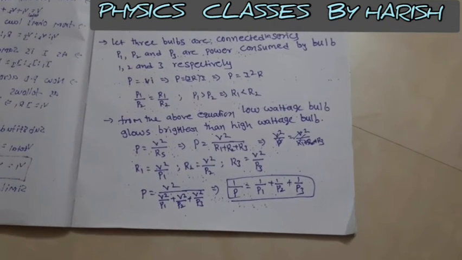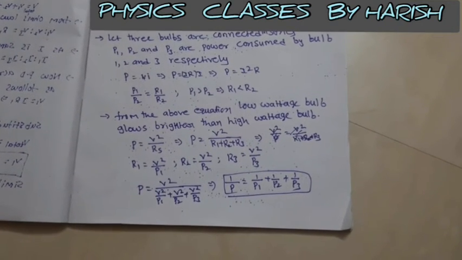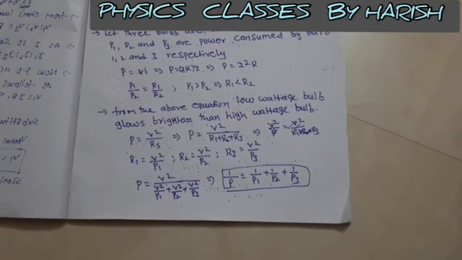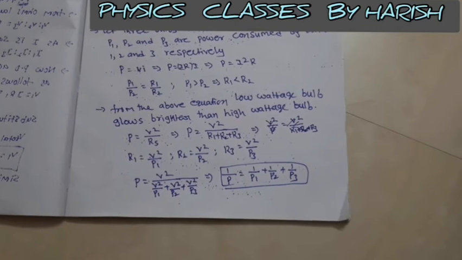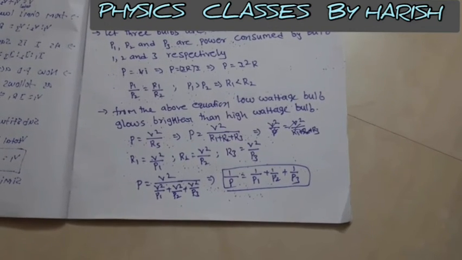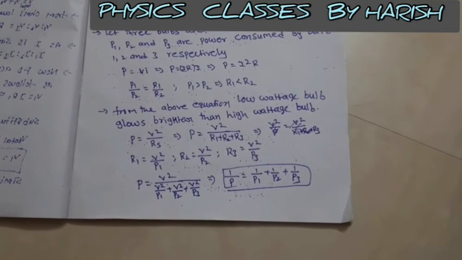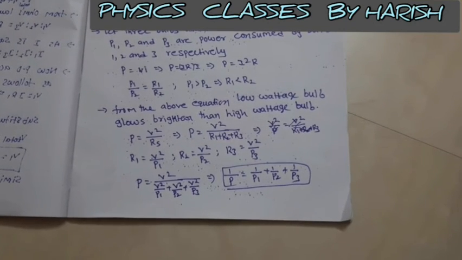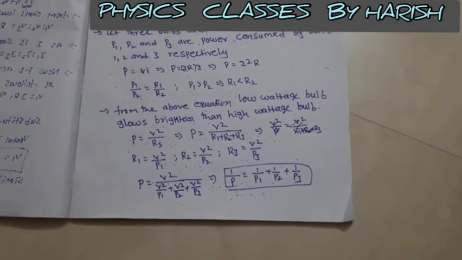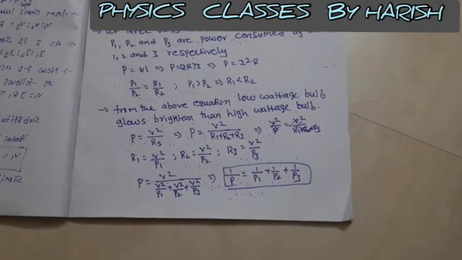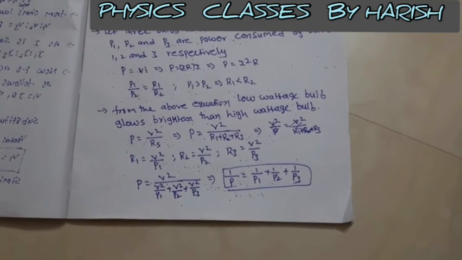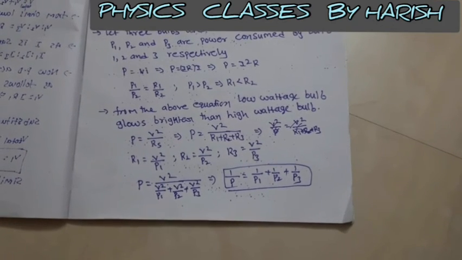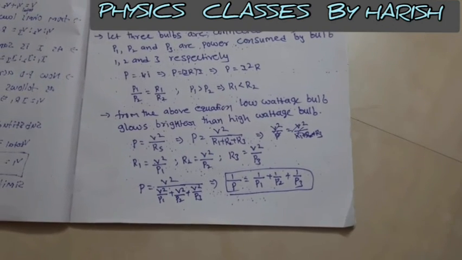From the above equations, a low voltage bulb glows brighter than a high voltage bulb. A low wattage bulb glows brighter than a high wattage bulb. So here P is equal to V square by Rs, where Rs is the effective resistance in series. So P is equal to V square by R1 plus R2 plus R3. R1 is equal to V square by P1, R2 is equal to V square by P2 and R3 is equal to V square by P3.